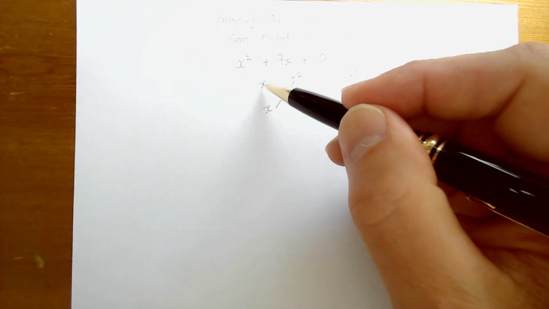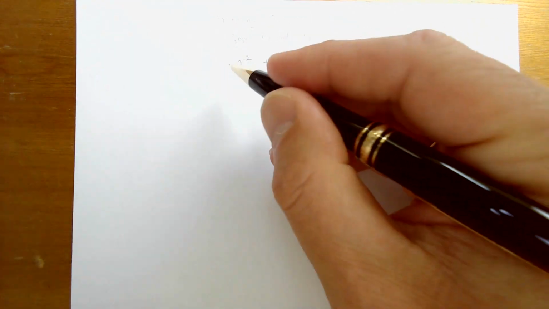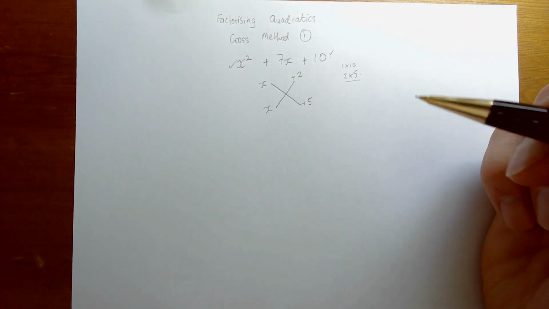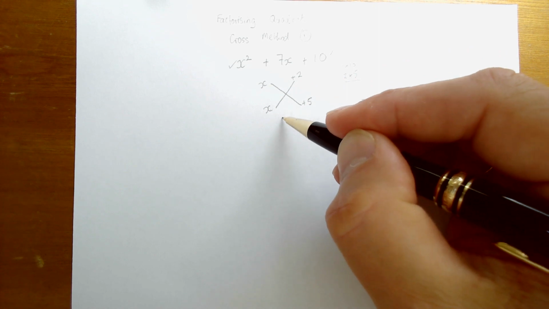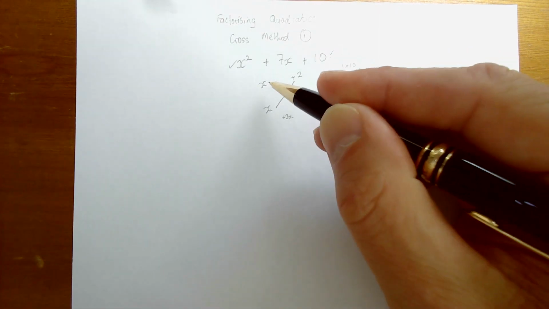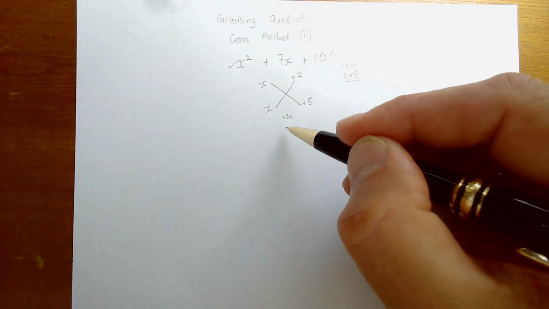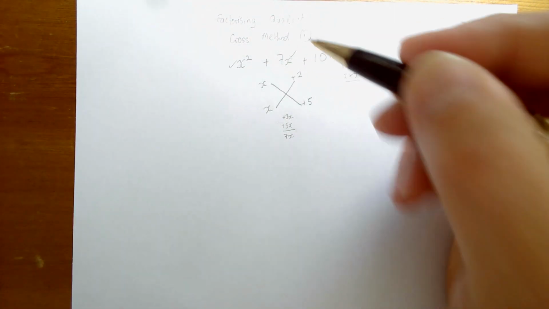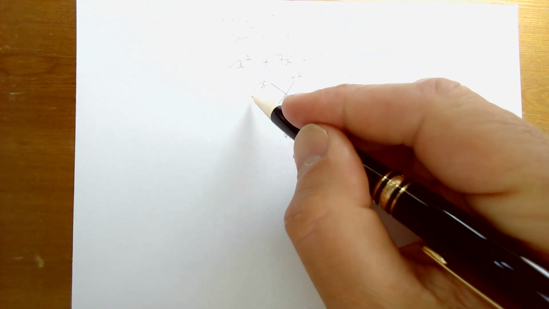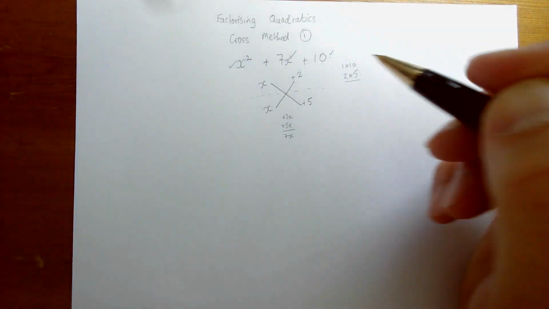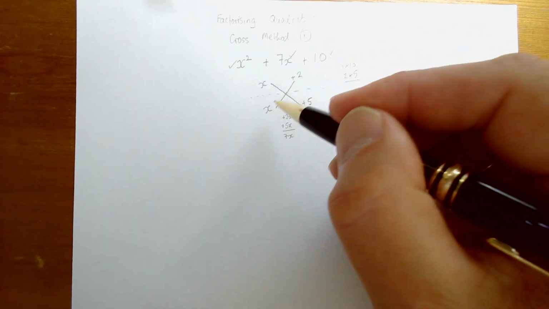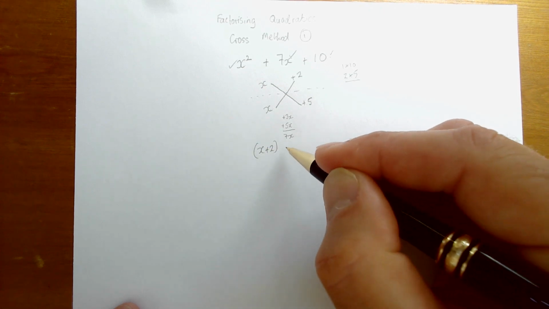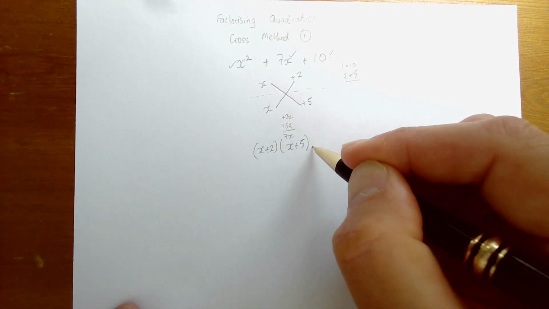So x times x is x squared. That's perfect, that's what we wanted there. 5 times 2 is 10, which is what we wanted here as well. Then 2 times x is plus 2x, and going across, plus 5 times x is plus 5x. When we sum those two, we get 7x, which is just what we want. So now we know we have the right factors. We can draw a little dotted line across here. The top half is one factor, and the bottom half is the other factor. So our factors are x plus 2 times x plus 5.